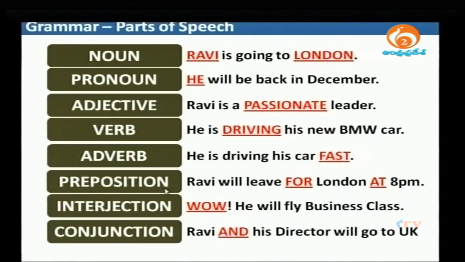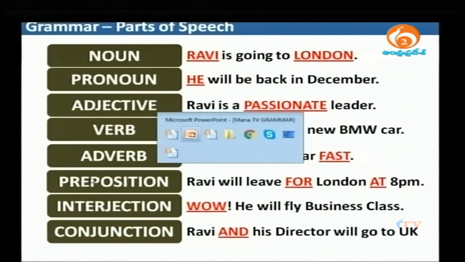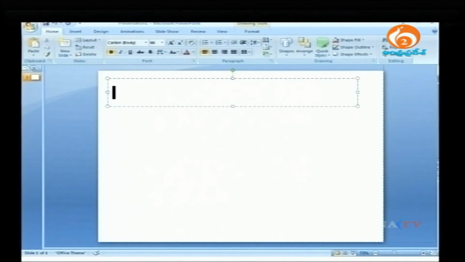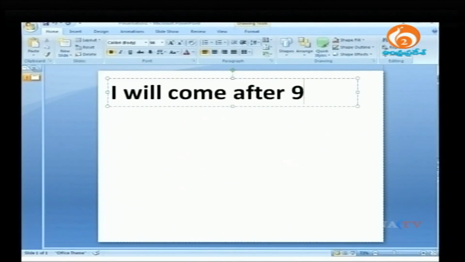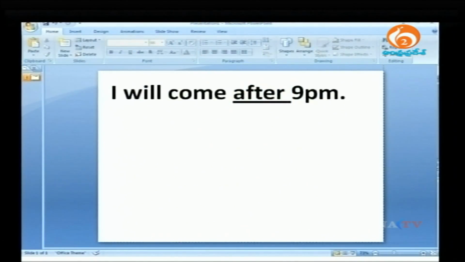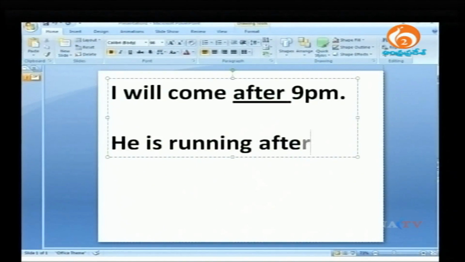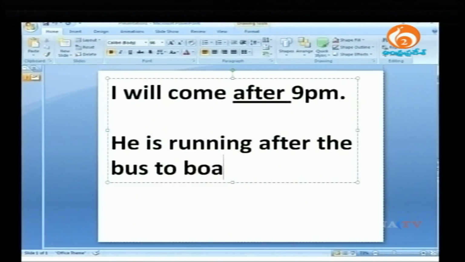Preposition. Ravi will leave for London at 8 p.m. Preposition, just look at the word position. Anything that determines the position in terms of time, in terms of space, is a preposition. Let me give you some examples for those who do not understand exactly what I mean. I will come after 9 p.m. So in this case, your preposition is after. Okay. Now the same word can be used: he is running after the bus to board. Here also the word after is there, but here the after is in terms of a particular object, in terms of a space. Alright. Here it's in terms of noun.